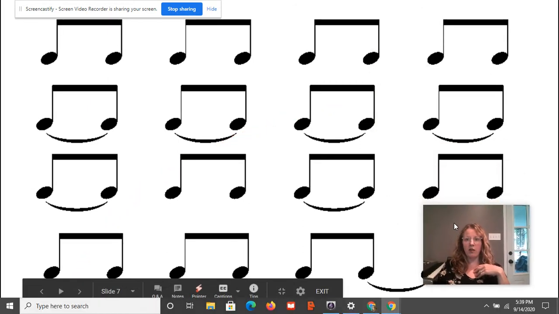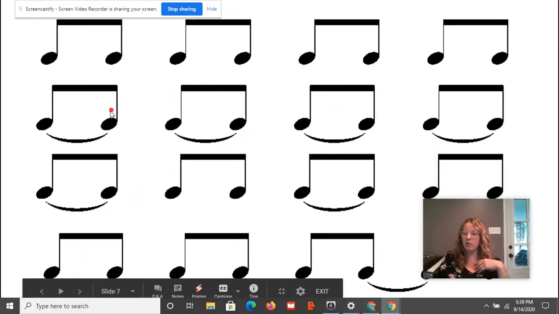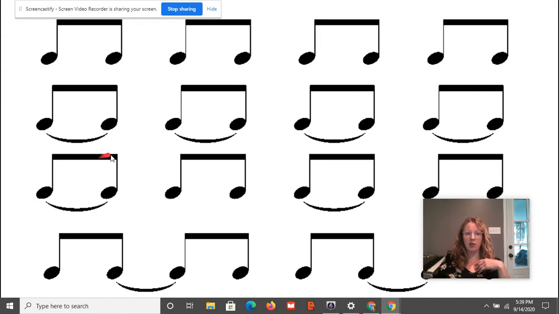So what do we have here? More happy notes. I love how you always notice that they look happy when they are together. What's this symbol called? Say it out loud or write it down. Don't just think it in your head. It's called a tie. When you're talking about rhythms being added together, it's a tie.